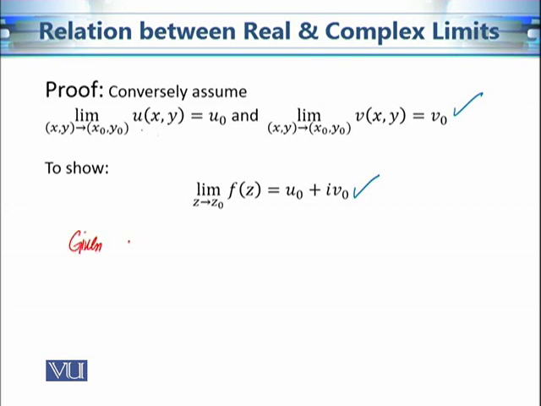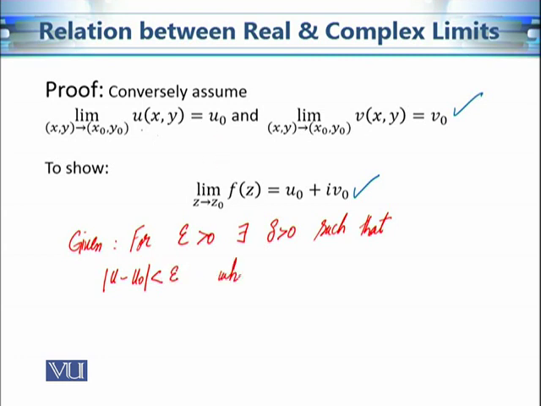So given, for epsilon greater than 0, there exists delta greater than 0 such that the distance between u and u naught, once again I'm ignoring this x and y variable just to simplify the writing, is less than epsilon whenever the distance between z and z naught is less than delta.